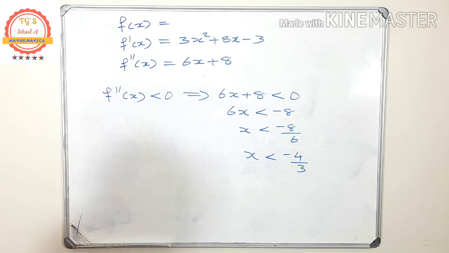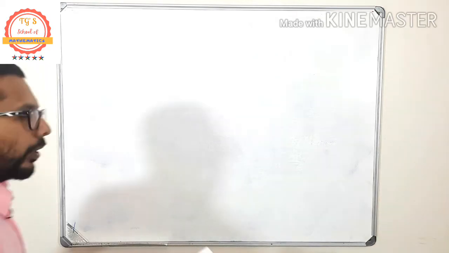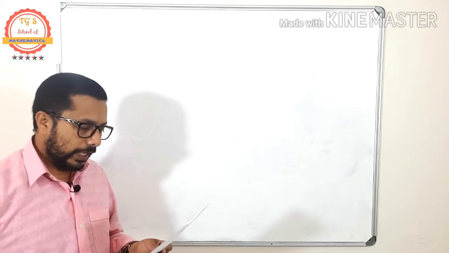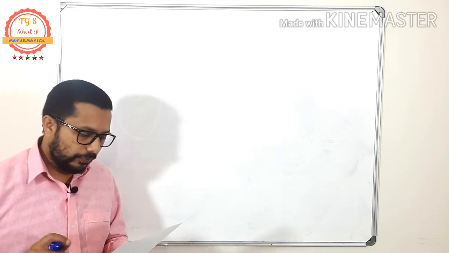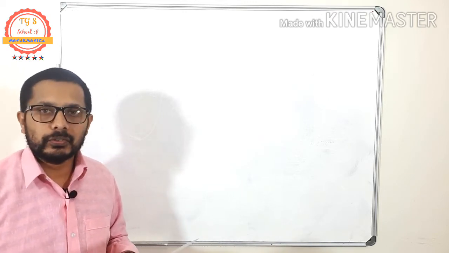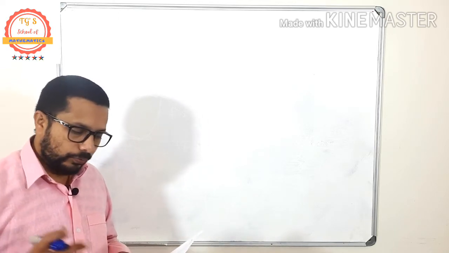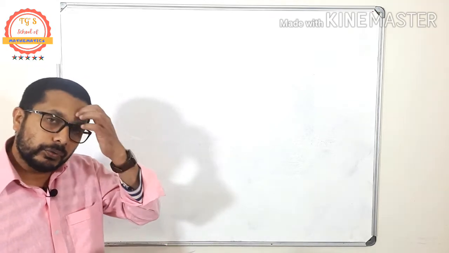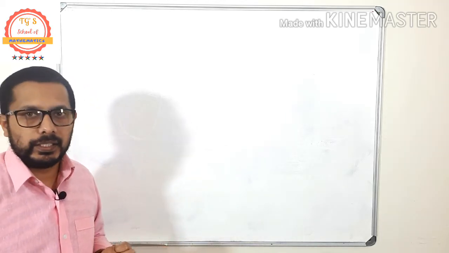Now we can go to question number 9.3. Okay, now let's go to question number 9.3. Determine the values of x for which f is strictly increasing. Determine the values of x. So here also you can see that you have to find the values of x, okay. And what is the condition? For which f is strictly increasing. You have to find the values of x for which f is strictly increasing, okay.